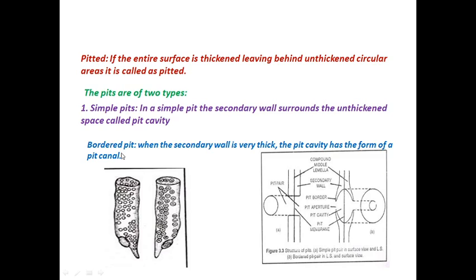Now number two is the bordered pit. When the secondary wall is very thick, the pit cavity has the form of a pit canal. This type of pit is called a bordered pit. Fine. I hope this is clear to you.